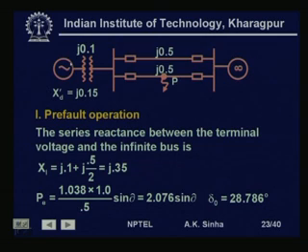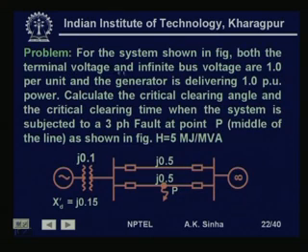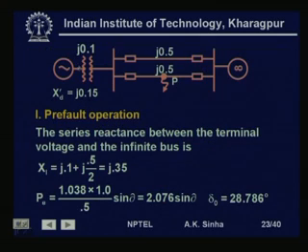H for the synchronous machine is given as 5 megajoules per MVA. Now, here if we see, the Xd dash for the generator is given as 0.15, the transformer has a reactance of 0.1 per unit, the lines have reactance of 0.5 per unit. So, for pre-fault operation, the terminal voltage and infinite bus voltage are 1 per unit. The voltage behind transient reactance we do not know. So, we need to find that out.